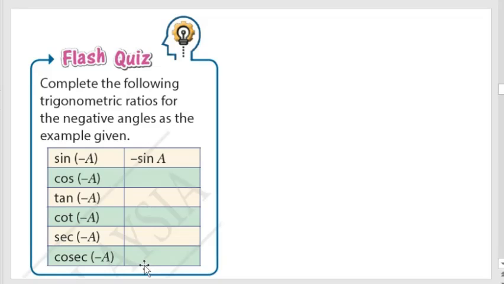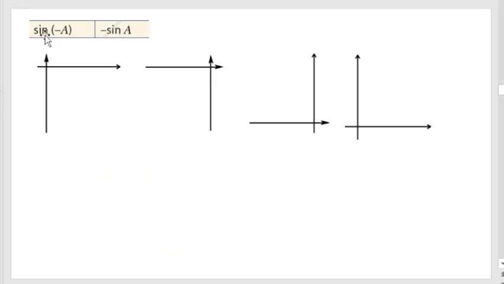To get the value for this one, we need to know first which quadrant the angle A is located in. Is it quadrant 1, 2, 3, or 4? Okay, let me explain to you. The first one I give you is sine minus A equals minus sine A. So we have to determine whether this A is an acute angle, obtuse angle, or reflex angle. Let us try. Let's say it's an acute angle, but because it's negative A, we move down. It will be in the fourth quadrant.